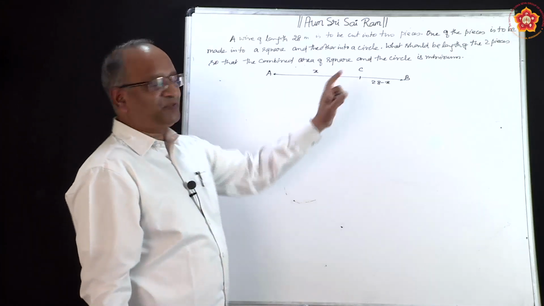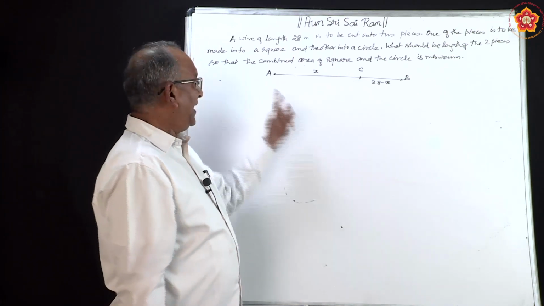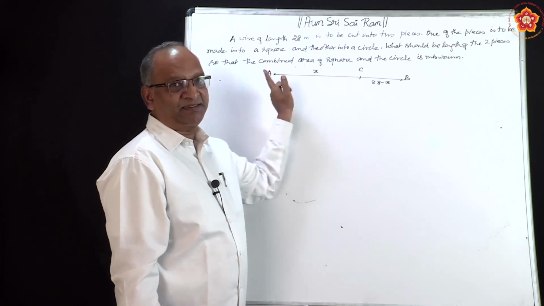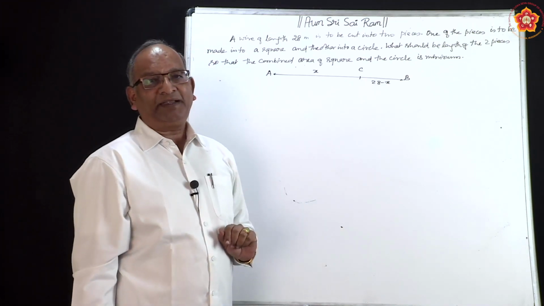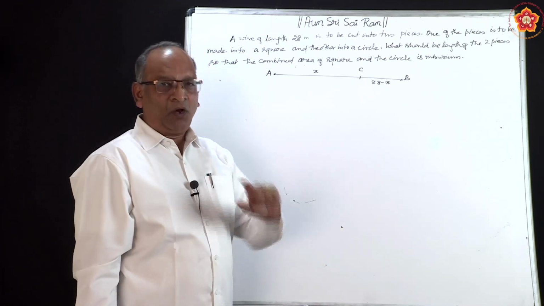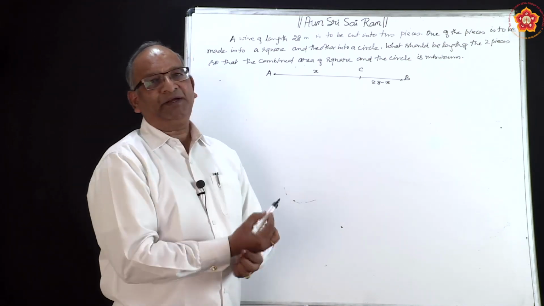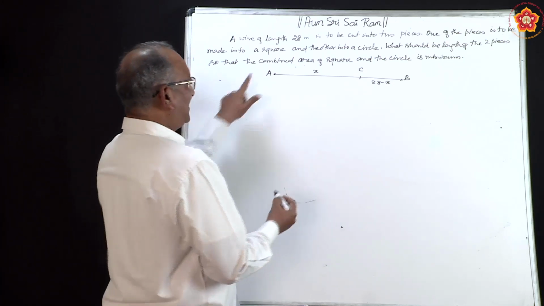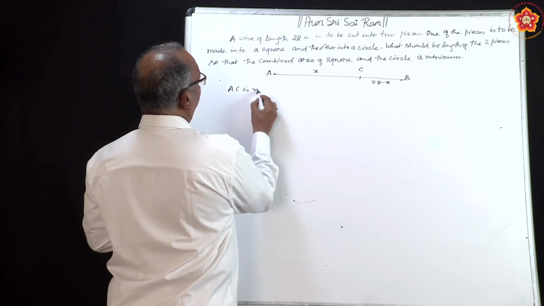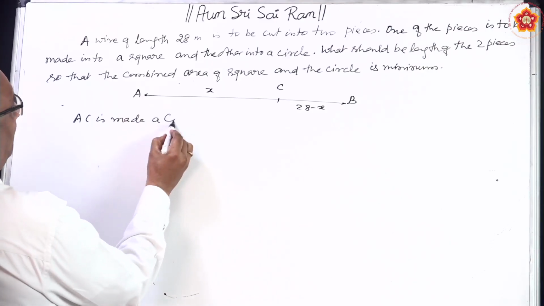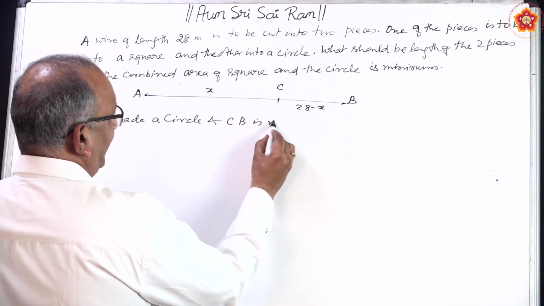The length of the wire is 28 meters. Let us say we have cut it at C, and this distance we are taking as x. Since the total distance is 28, the rest of the distance CB is equal to 28 minus x. Let us say AC is turned and made into a circle, and CB is made into a square.